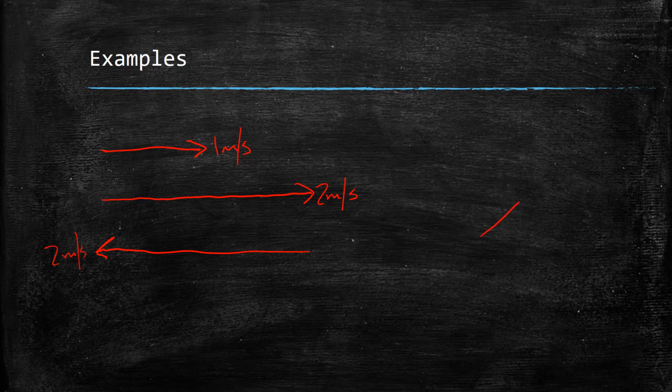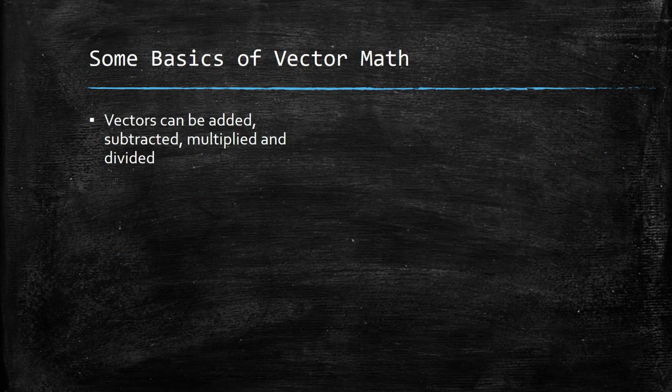Eventually we'll deal with things where we have maybe a force of 5 newtons acting this way, and a force this way of maybe 2 newtons, and then a force this way of maybe 4 newtons. Then we try to figure out what's going to happen to this thing if these are all the forces acting on it at one point in time. So we can do certain things with vectors. We can go through some basic math principles. We can add, subtract, multiply, and divide.